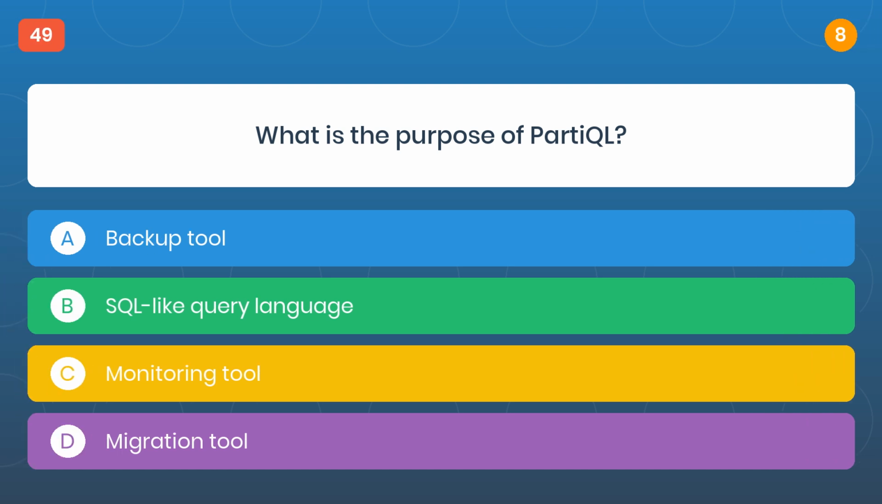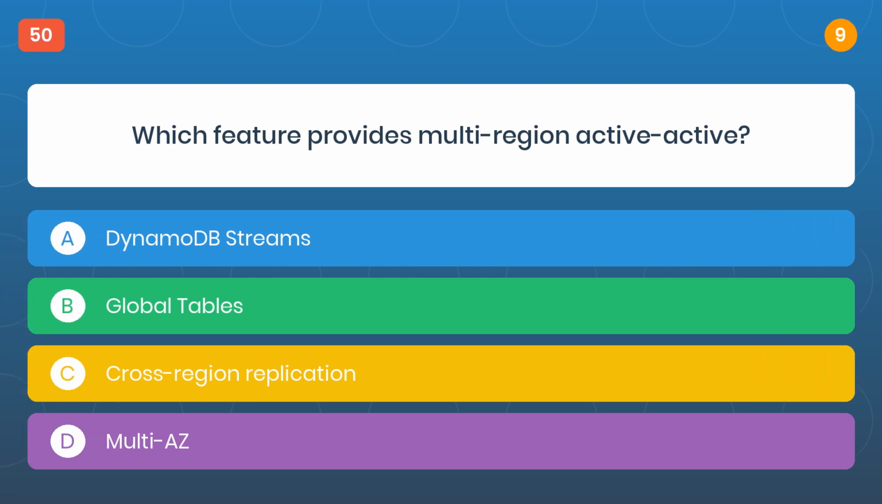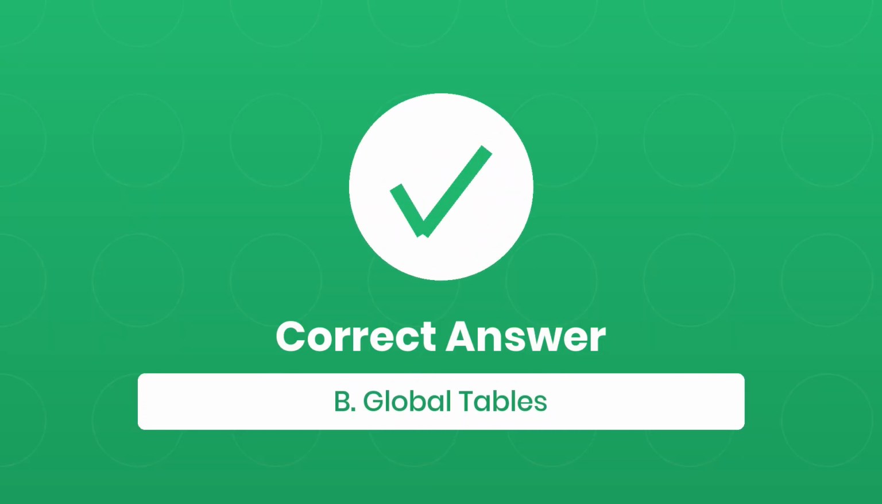Question 49. What is the purpose of PartiQL? The correct answer is B, SQL-like query language. Question 50. Which feature provides multi-region active-active? The correct answer is B, global tables.